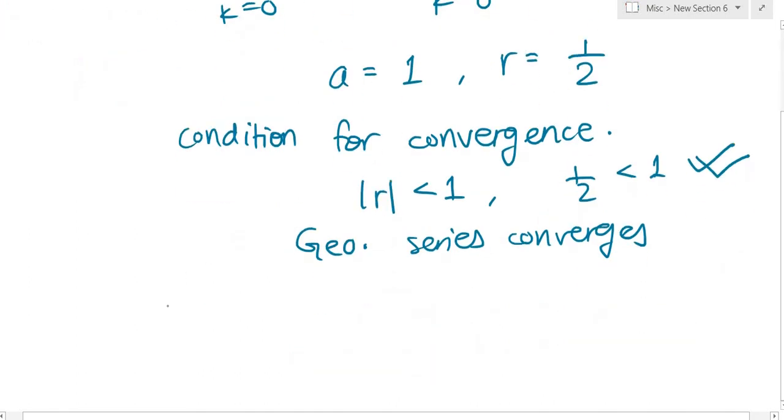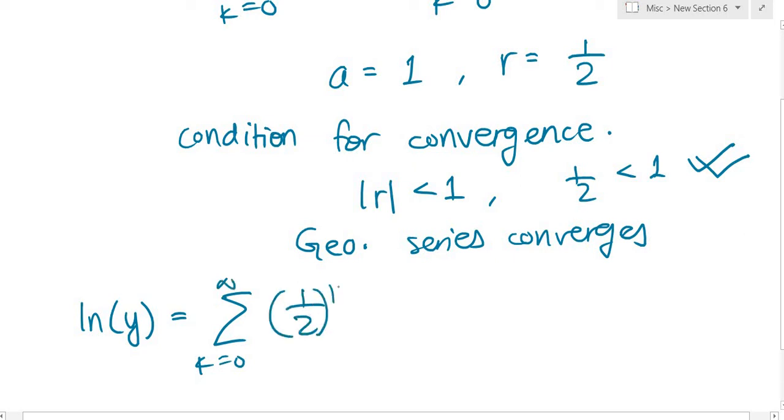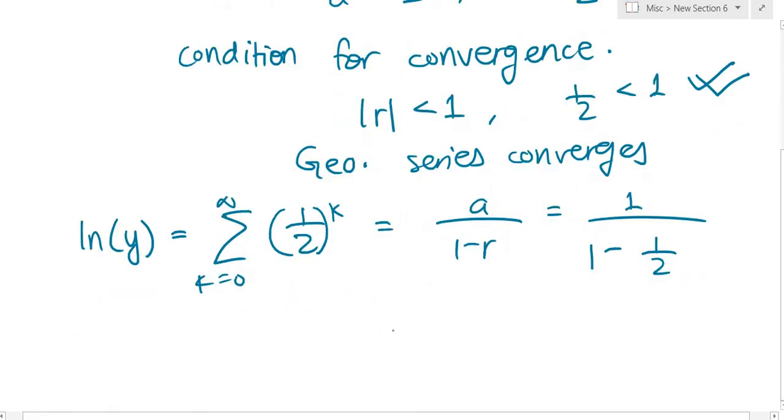How we find out the answer to the infinite geometric series. So we have the sum from k equals 0 to infinity of 1 over 2 to the kth power. What's the formula? It's a over 1 minus r, right? What's a? 1. And 1 minus r is a half. So that just makes this thing 1 over 1 by 2, which is 2.